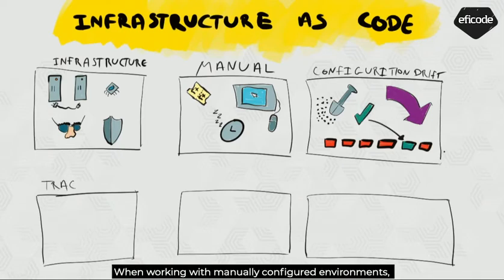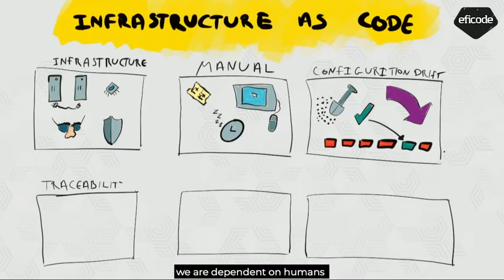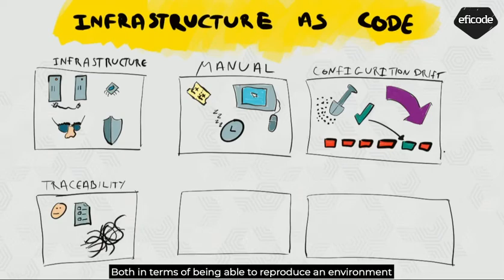When working with manually configured environments, we are dependent on humans maintaining work logs and documentation. These repetitive tasks suit humans badly and are bound to lead to failures, both in terms of being able to reproduce an environment as it was at a certain time, and in terms of knowing how the environment looks and how it got into that state.